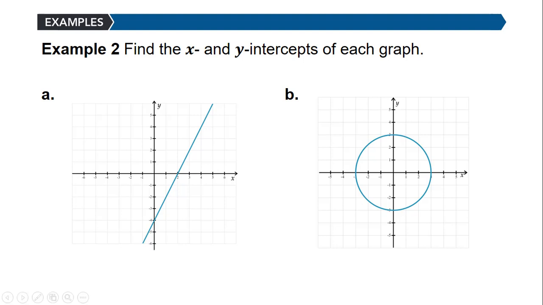I have an example. We want to find the x and y intercepts of each graph. In example A, I have a line that goes through -4 on the y-axis and 2 on the x-axis. And so those are going to be the key points of this graph. My x-intercept is the ordered pair 2, 0. And my y-intercept is the ordered pair 0, -4.